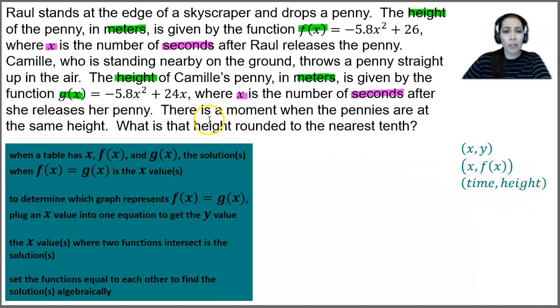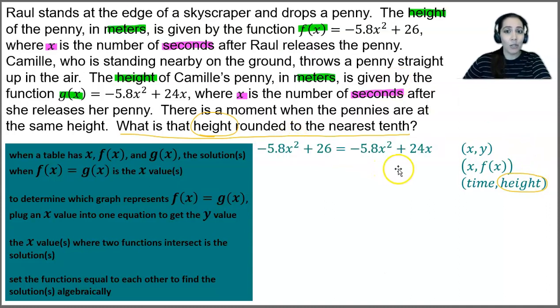So when we are looking at this problem, the very last line says, what is the height rounded to the nearest tenth? So we are looking for height, meaning we are looking for the y value. But when we set them equal to each other, what we're actually going to get is the x value. So after we get the x value, we'll have to plug it into one of the equations to get the y value.